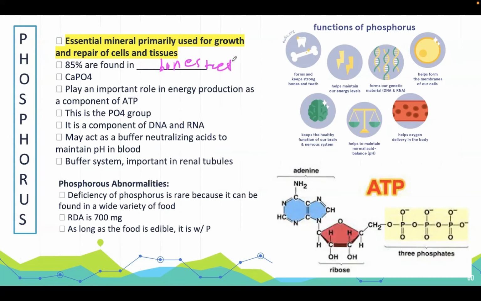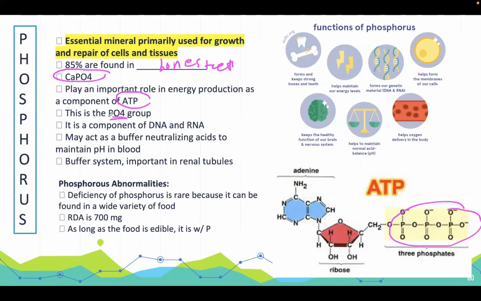In a form of calcium phosphate. Okay, your phosphorus plays an important role in energy production as it is a component of ATP. So if we go back to the chemical structure of ATP, we have a phosphate group there. Even your nucleic acids, DNA and RNA, have a phosphate group. So that is its function.